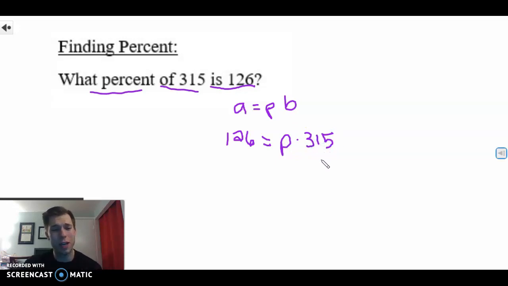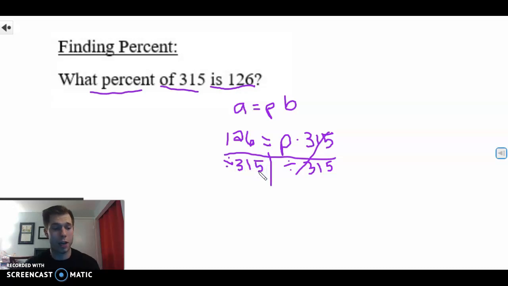And now, just like you guys did before with one-step equations, you're going to have to set up a t-chart and solve this out. So how would we isolate the variable P by itself when we have P times 315? In order to do this, we have to undo multiplication. Only division will undo multiplication, so we have to divide by 315 on this side and cross that out, and do the same thing on the left side of our equation.